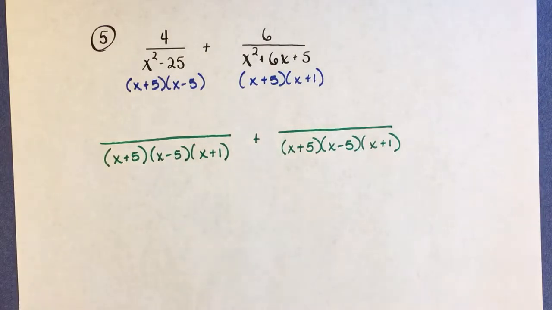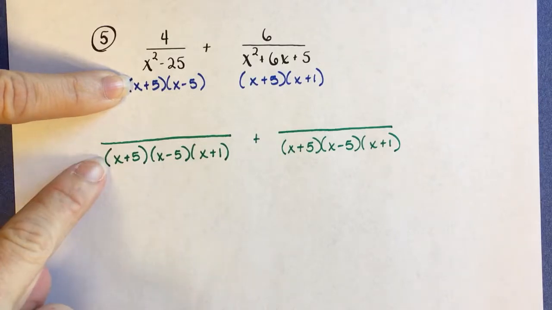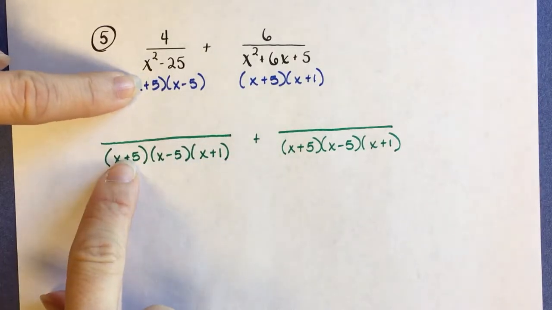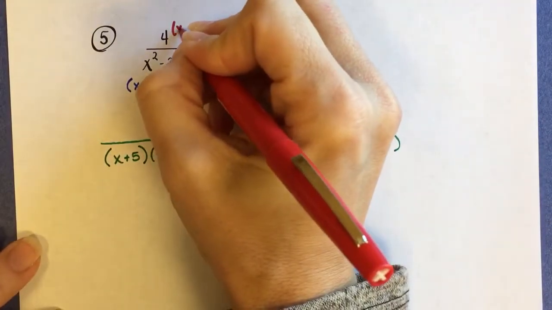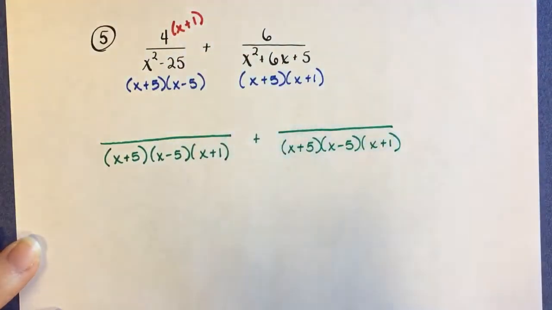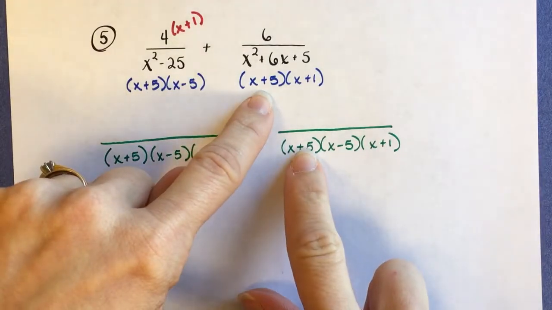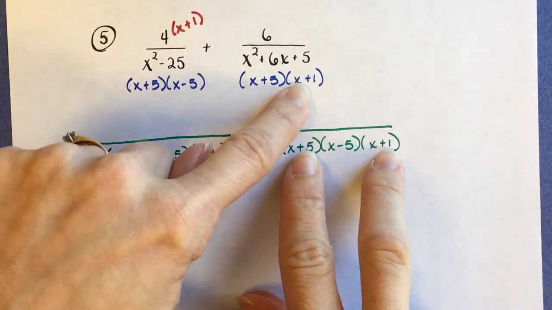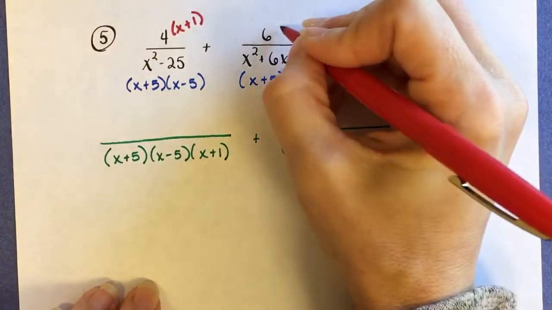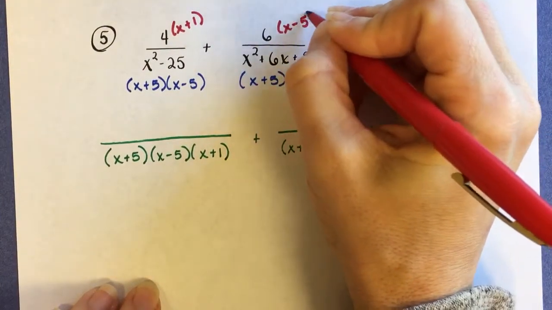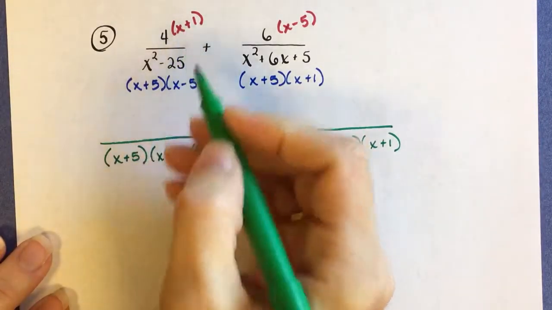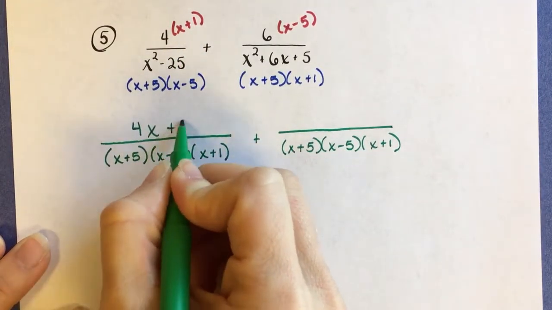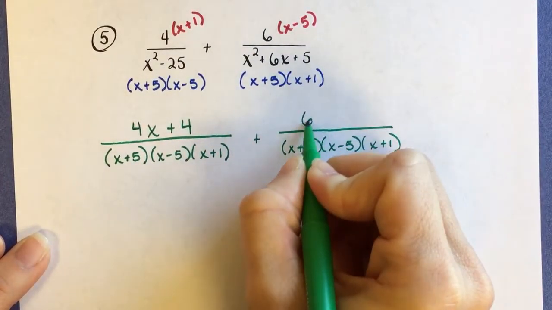Okay, so comparing what we have here, here's what I've got, here's what I need. So I've got the x plus 5, I've got the x minus 5, I'm missing the x plus 1, so that's what I've got to multiply by on the top. Okay, here I've got the x plus 5, and I've got the x plus 1, I'm missing the x minus 5, so that's what I've got to multiply the top by. So let's go ahead and we can distribute the 4 and distribute the 6.